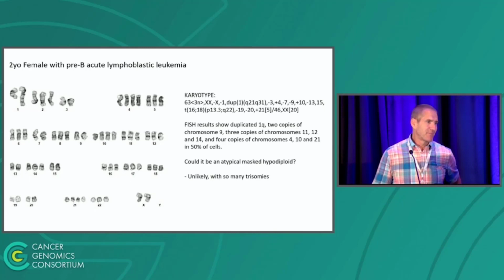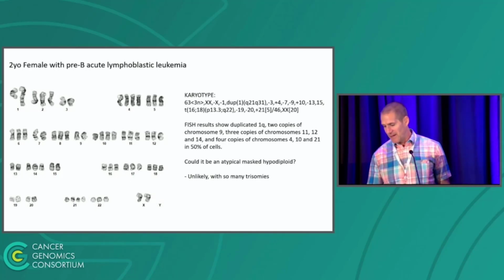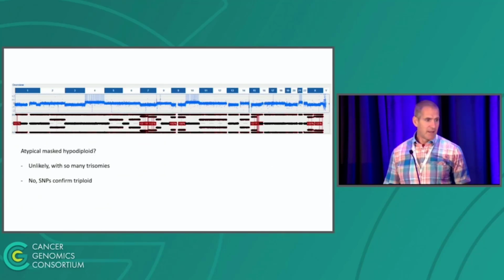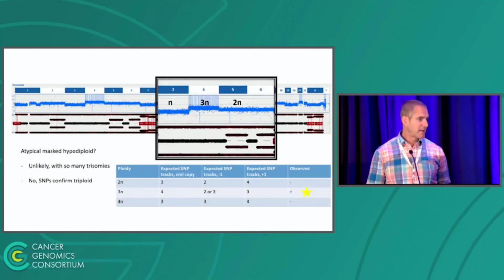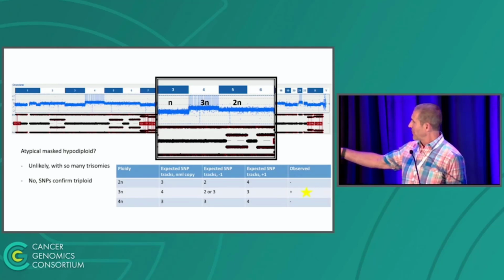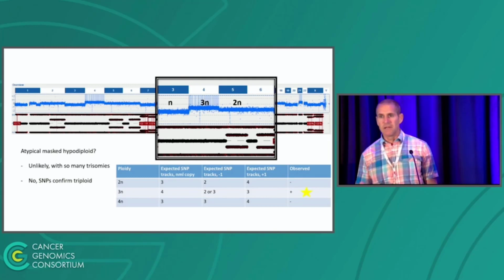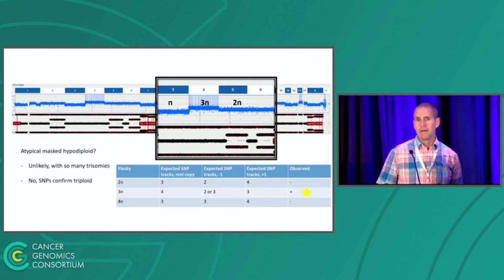Now, it's unlikely given the fact that we're seeing trisomies, but nevertheless, when we ran the array, we ended up with a very similar kind of story where, again, taking any segment where you're N, 3N, or 2N here, you can see that the only predicted pattern that matches is the 3N. So this was a triploid and not a masked doubled haploid.